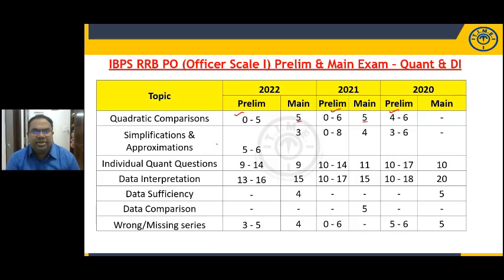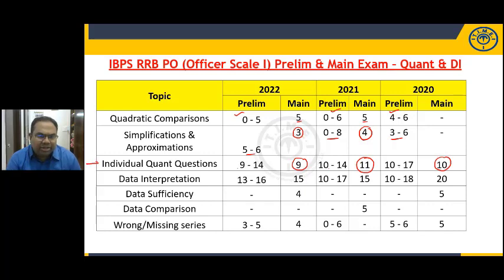Then simplification and approximations. In the prelim exam, you have about 5 to 6 questions, 0 to 8, where 0 means in one of the slots there are no questions on simplification approximation. Then 3 to 6 questions in the prelim exam. In the main exam also, in the last 2 years, you are getting a minimum of about 3 to 4 questions. Individual quant questions, right? 9 to 14, 10 to 14, 10 to 17 in the prelim exam. In the main exam also, you have great weightage here, 9 marks, 11 marks, 10 marks.